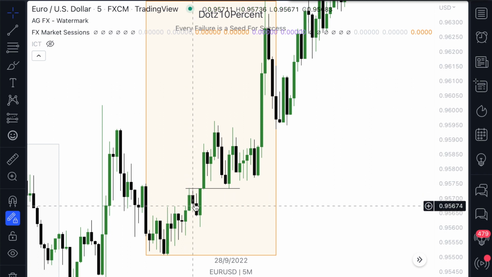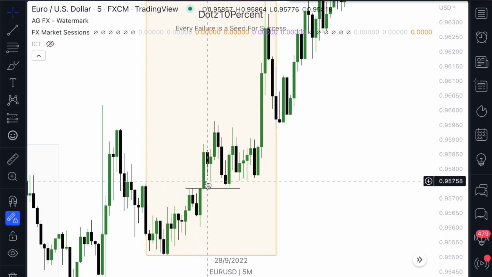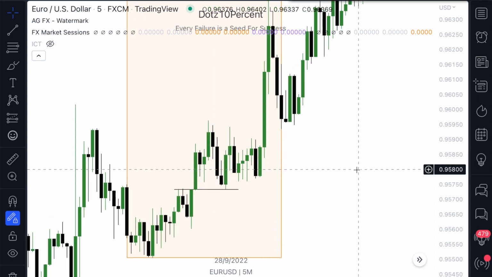This is a mitigation block. We can say this is an order block. These two candles put together. So then we tapped into those and we swept that low. That sweep is the most important part. You will see this very often. Middle of your kill zone, your 5 minute, 15 minute, whatever.